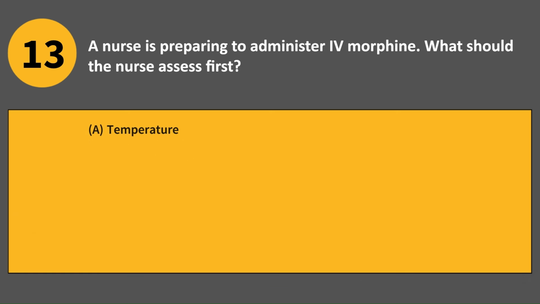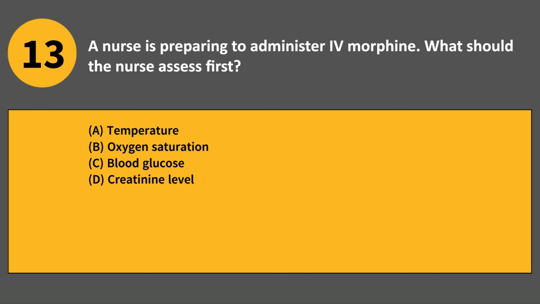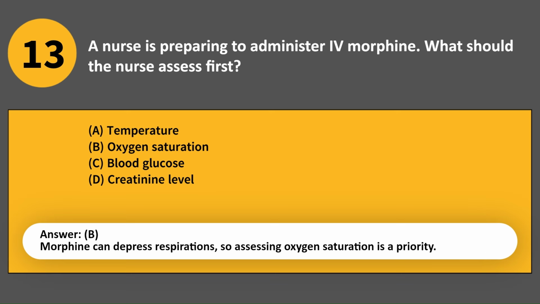A nurse is preparing to administer morphine. What should the nurse assess first? A. Temperature. B. Oxygen saturation. C. Blood glucose. D. Creatinine level. Answer: B. Morphine can depress respirations, so assessing oxygen saturation is a priority.